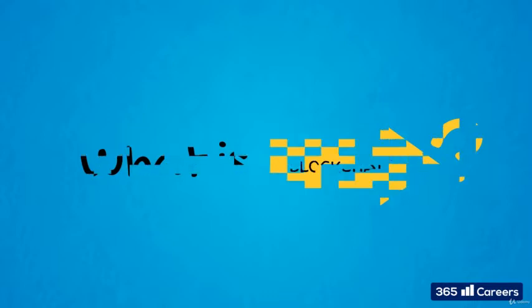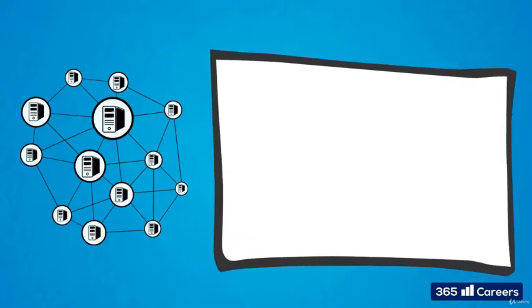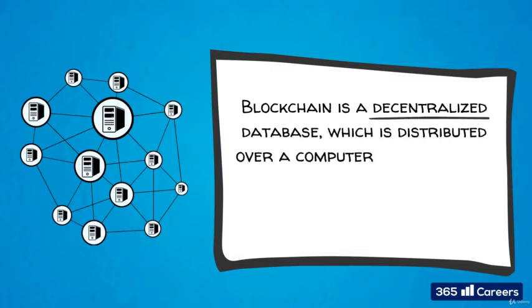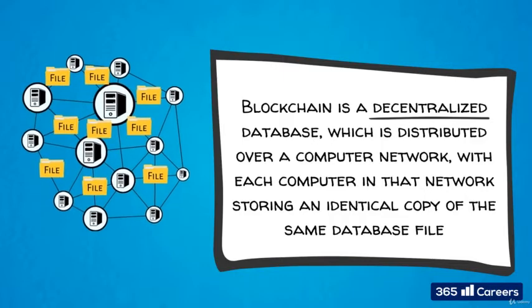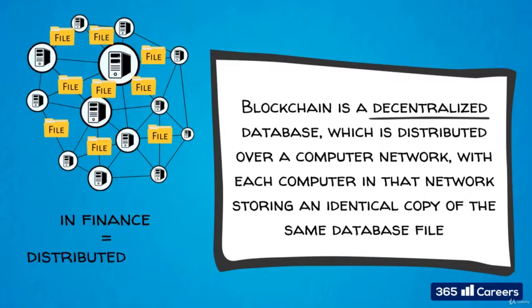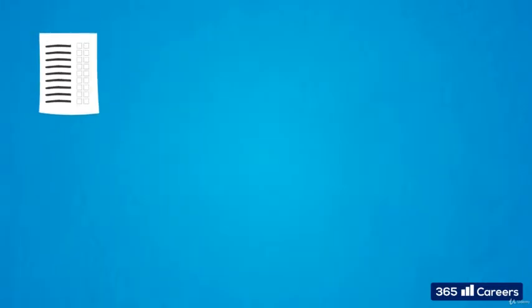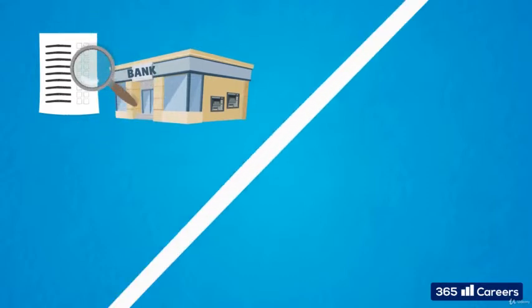What is blockchain? Blockchain is a decentralized database, which is distributed over a computer network, with each computer in that network storing an identical copy of the same database file. In the context of financial transactions, this is also referred to as distributed ledger technology because a ledger is an accounting book or a collection of financial accounts. In finance, we use a ledger to record all accounting related to a specific account. A company's bank account would have a ledger that contains many transactions.